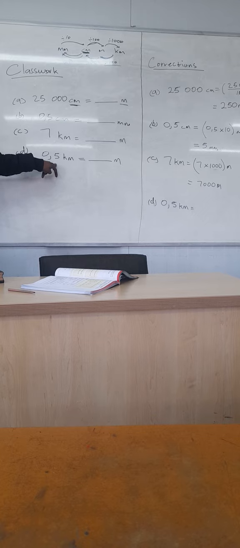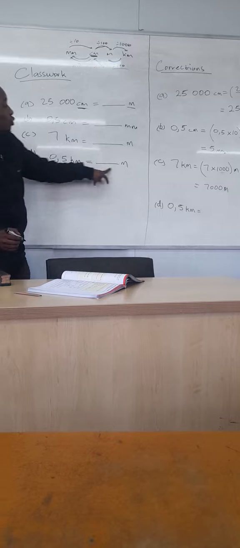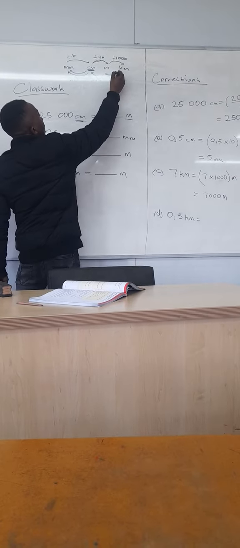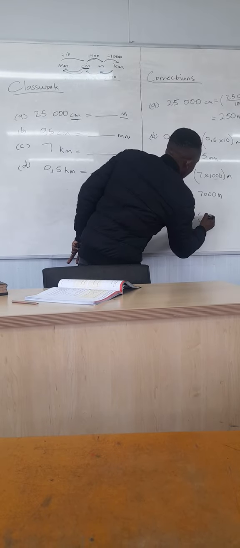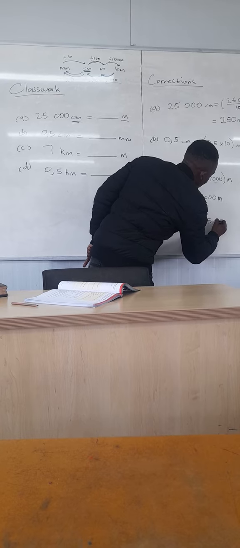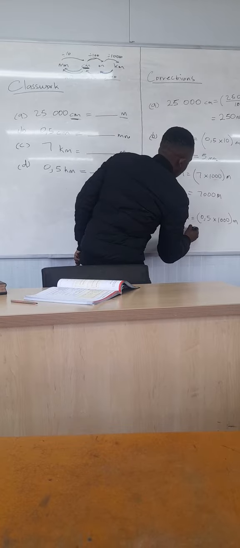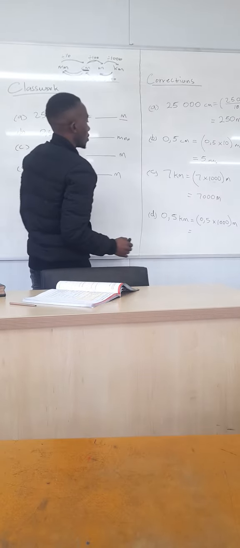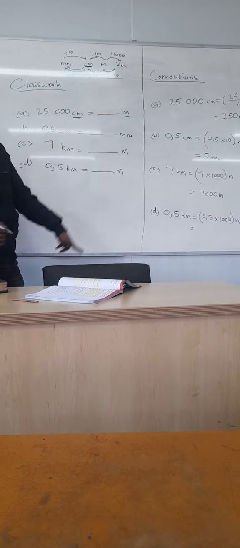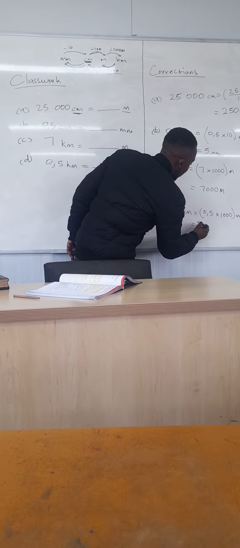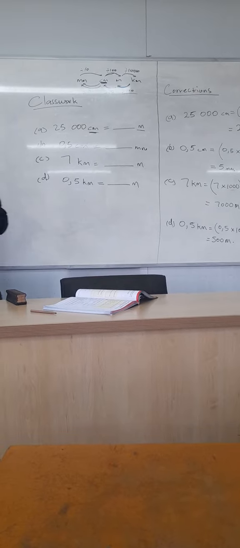Number D, we have 0.5 kilometers. 0.5 kilometers to meters. We move from kilometer again to a meter. So multiply by 1,000. 0.5 multiplied by 1,000 meters. Zero point 5 multiplied by 1,000. So it's going to be 500 meters. So these are the answers. Please write the corrections.